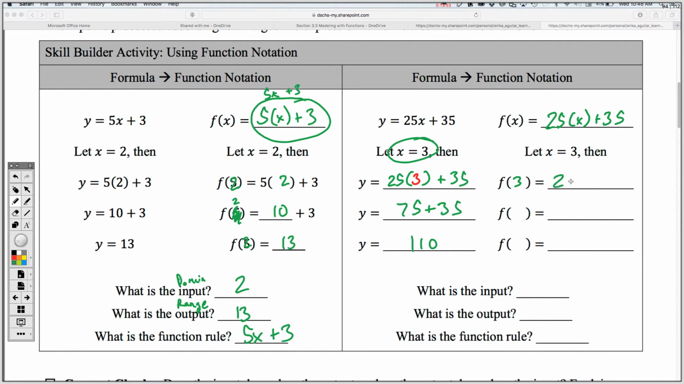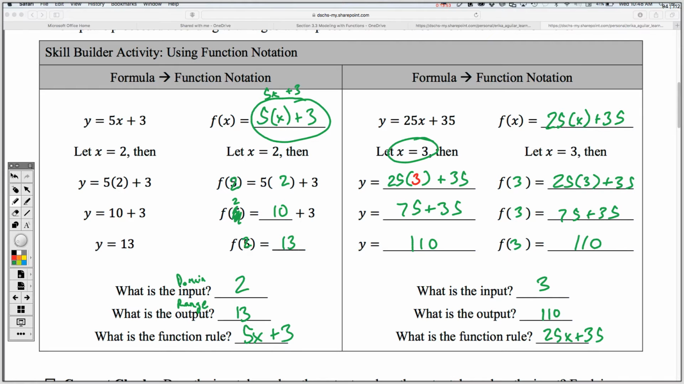All right, so now, does anything change on my work? No, nothing changes. So it's mainly that f of x notation. What's my input? What's my output? 110, and that's the same for left and right side. What is your function rule? What did you apply to it? Good job.